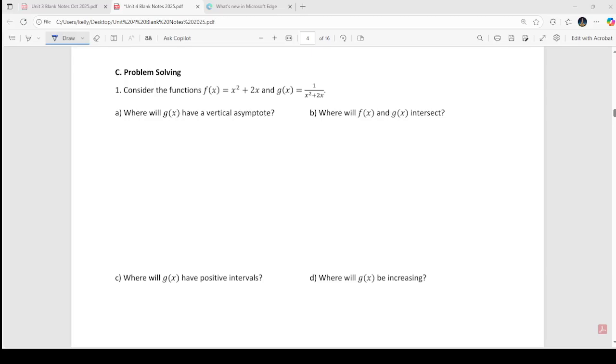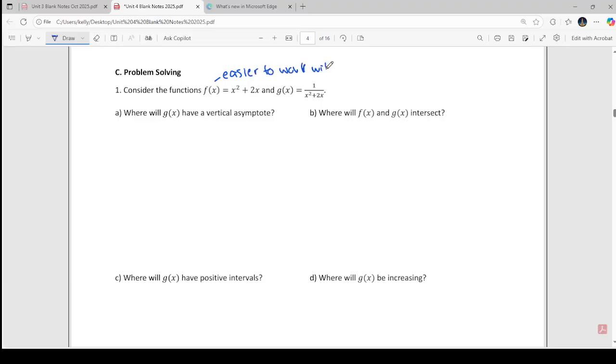In this video, we will do some problem solving and apply the properties of pairs of reciprocal functions. So if we have a function f of x, which is a quadratic, and g of x, which is the reciprocal of the quadratic, f of x is much easier to work with. We are now very familiar with quadratics and polynomials, and this is what we will use to answer questions about g of x.